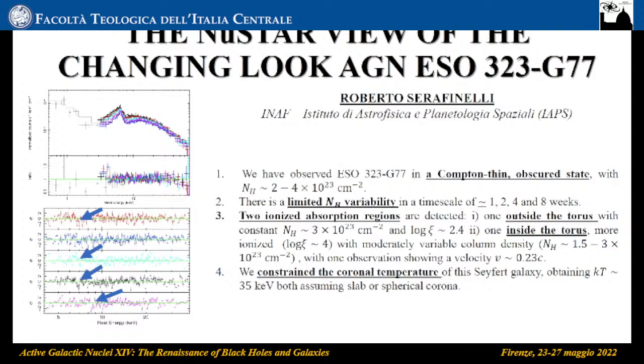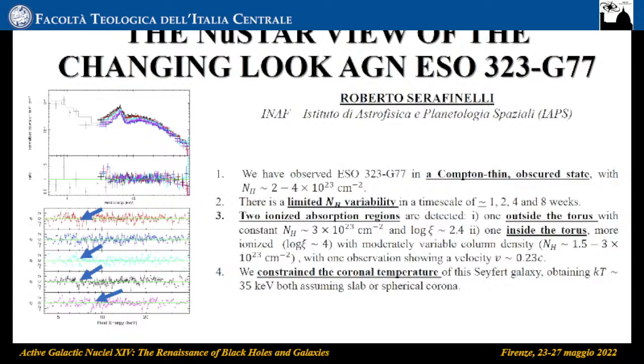We have analyzed the new NuSTAR spectra from the changing look AGN SO323-G77. Changing look AGN are AGN that undergo dramatic spectral variability in many bands, in this case particularly in the X-ray band. We have found this source in a very obscured but Compton thin state. There is a limited variability of the column density.